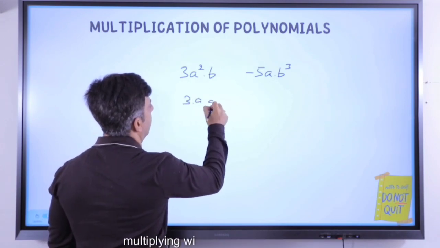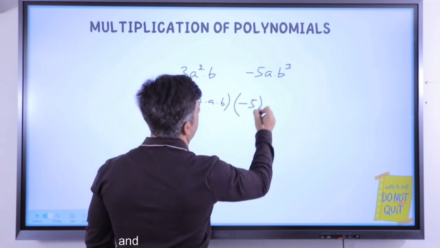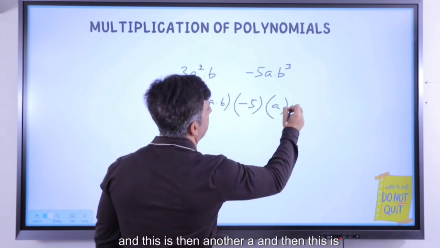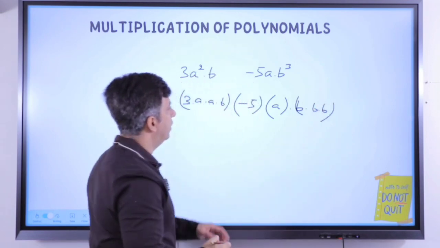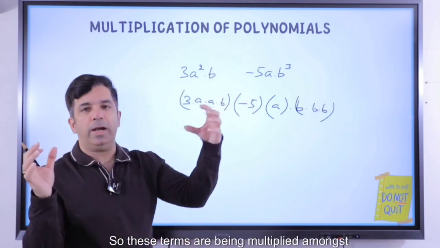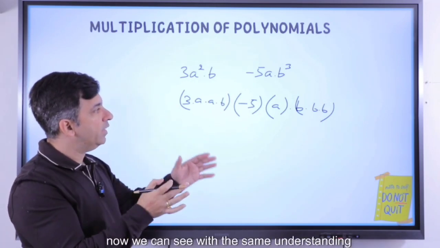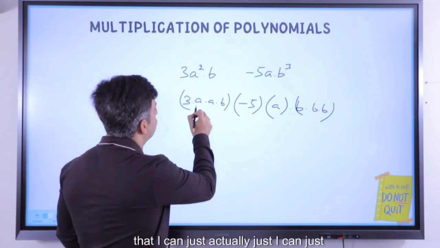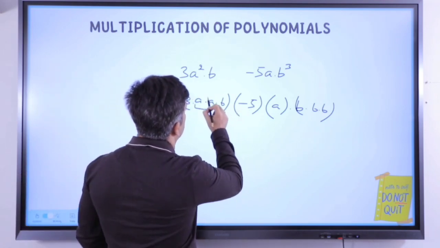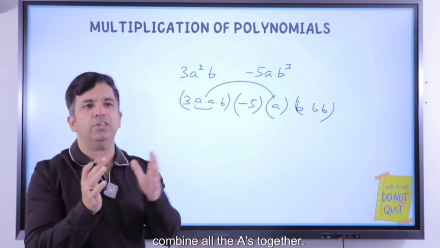This means a multiplying with b, and this is now multiplying with this minus 5, and this is then another a, and then this is b cube, which means b multiplied by b multiplied by b. So these terms are being multiplied amongst themselves. So now, with the same understanding, I can just rearrange this expression, and I can just combine all the a's together.